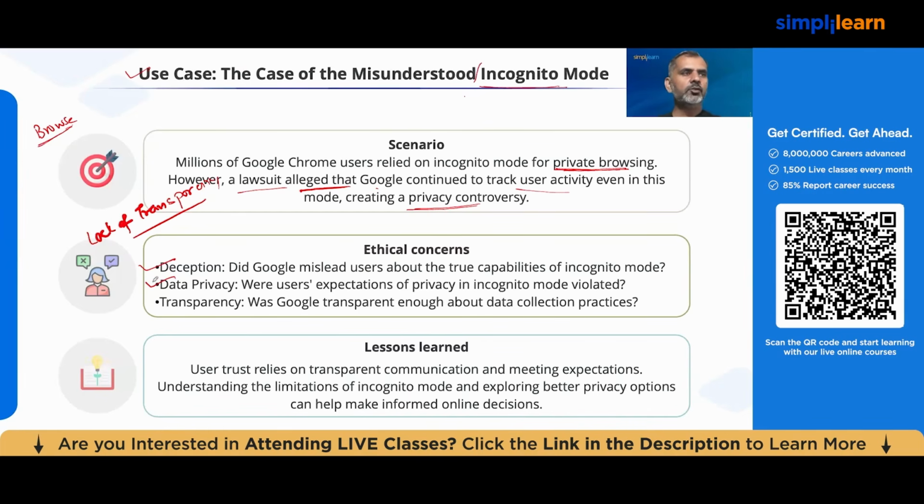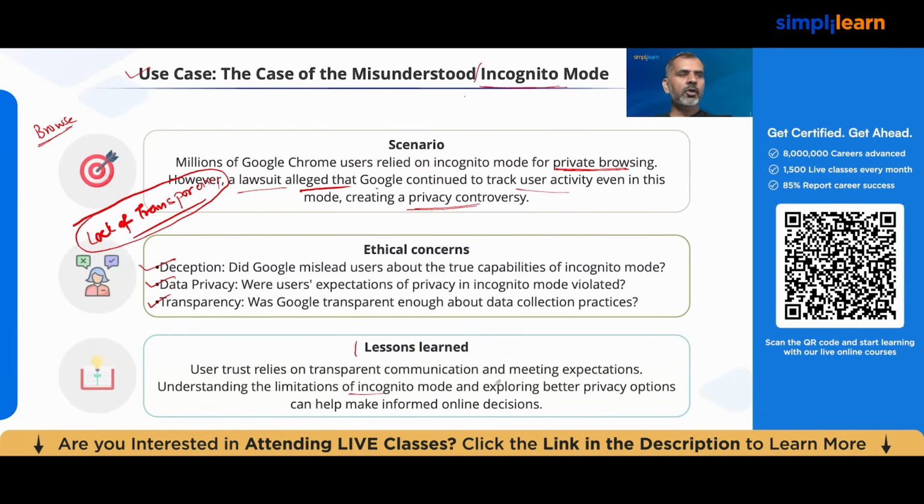Now, data privacy. The users were expecting that their information is completely private in incognito mode, but it is violated because Google was tracking user activities. In that process, you can say Google's transparency was not good enough regarding data collection practices. That means it was lacking in transparency, guys. So what are the lessons learned from this? User trust relies on transparent communication and meeting expectations. If you are claiming any service and you are fulfilling that service, then only can you earn the trust and become fully transparent.